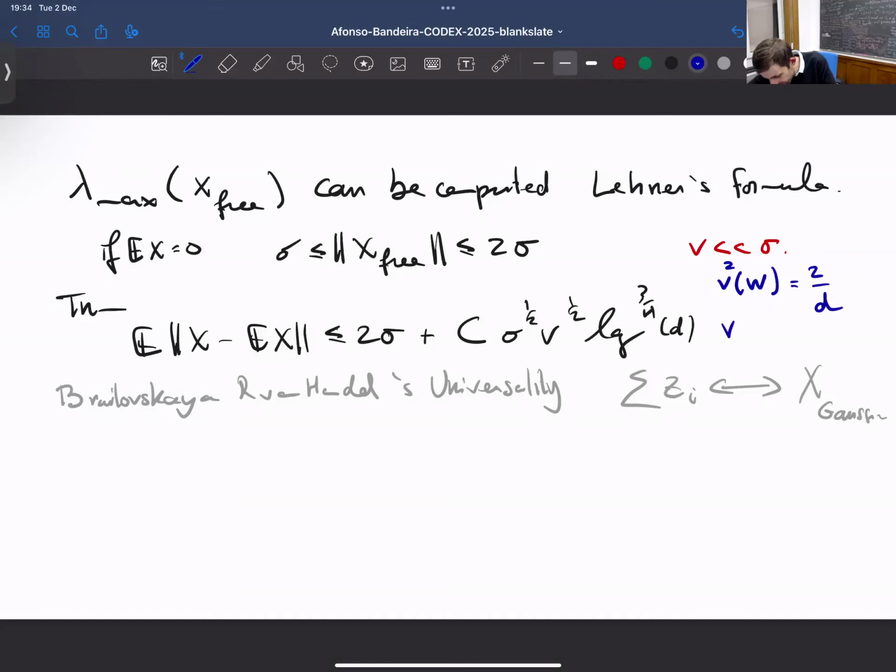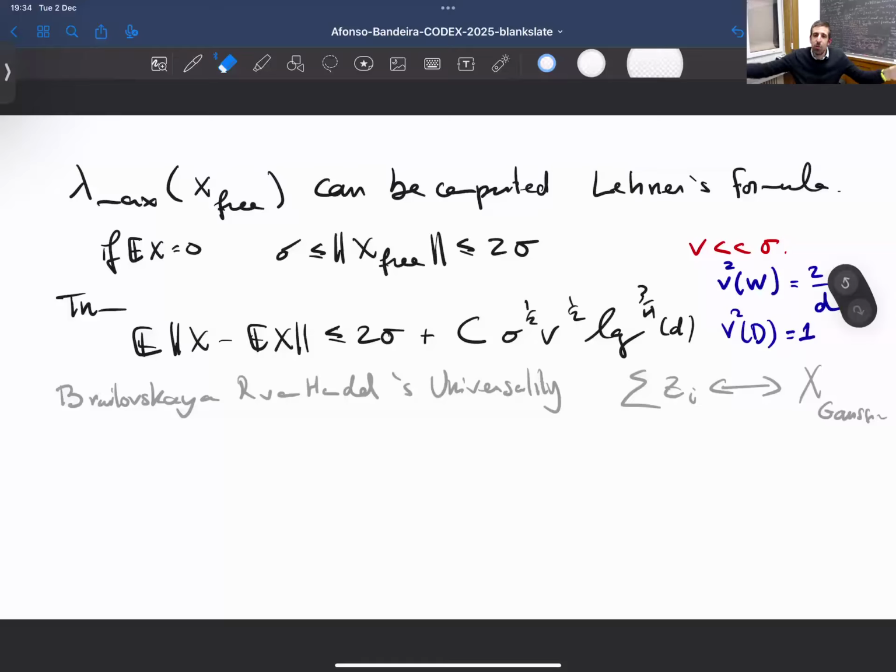In the case of diagonal, right? So V square of the diagonal example, well, then it's just all the other entries are 0. In the diagonal, they have variance 1. And everything is independent. So V is just 1. So it's exactly the same as sigma. You do not expect to see any freeness. And indeed, the eigenvalues do run away. So yeah, thanks. Good.